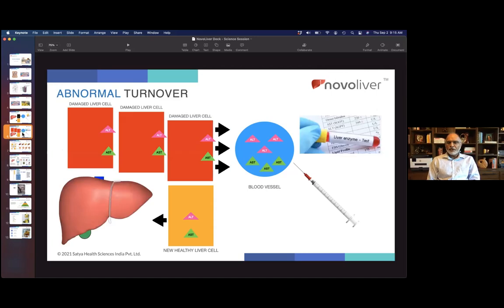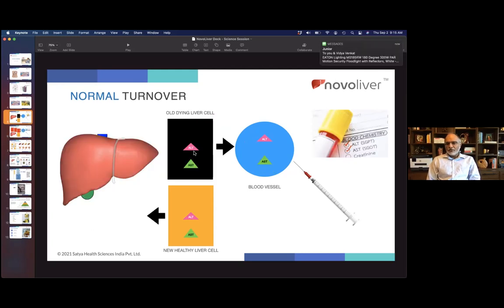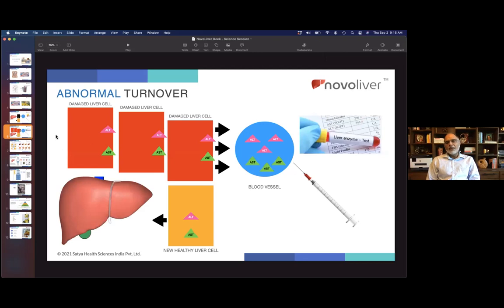But unfortunately, in the context of liver disease, there is abnormal turnover. Remember, when there is no liver disease, one cell goes away, one cell goes back into the liver. So it's a 1-to-1 ratio. Whereas when there is liver damage, there could be many liver cells getting damaged, but only one cell replacing them. So when we draw the blood, we see the level is high, and we wonder, why is the level high? Because there is more turnover in the liver.